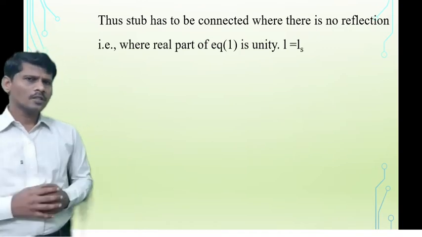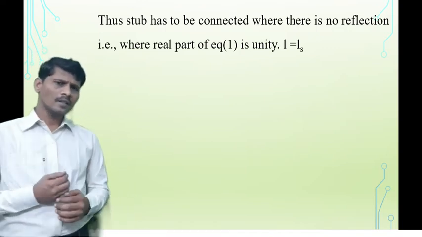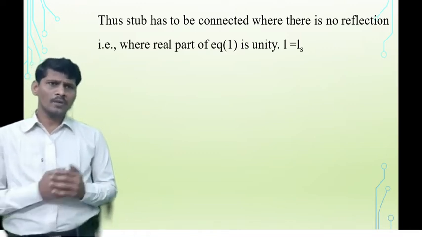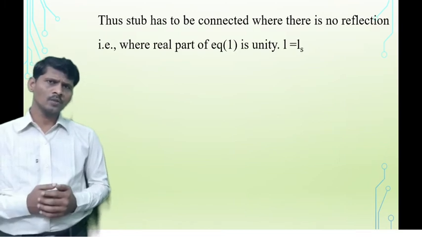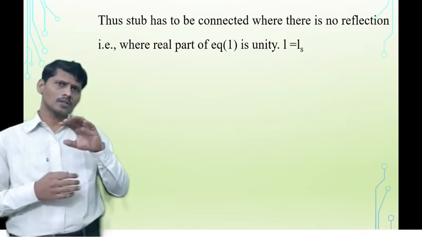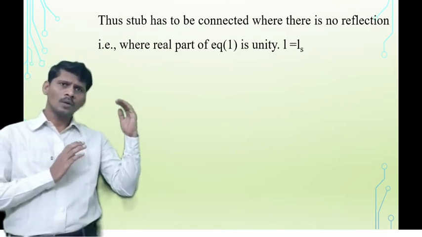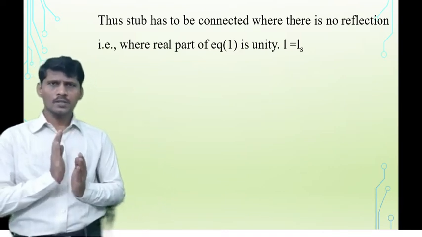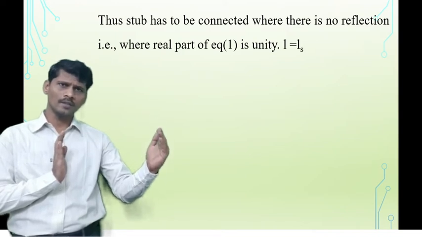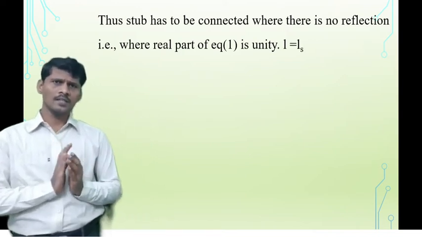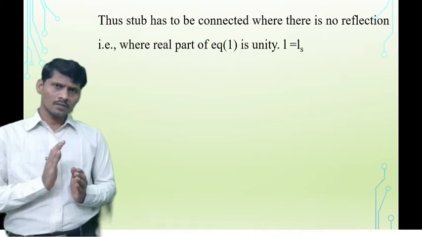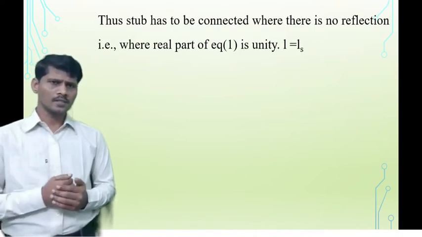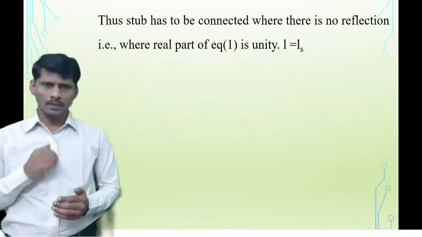What is the length of this stub? What is the length of the transmission line? Small l is the length of this transmission line. Thus, the stub has to be connected where there are no reflections. So the stub is connected from the load end of the transmission line at a distance Ls. Ls is the short circuited stub length.